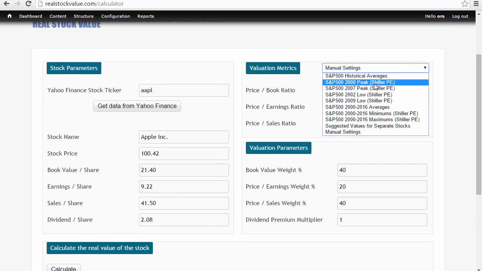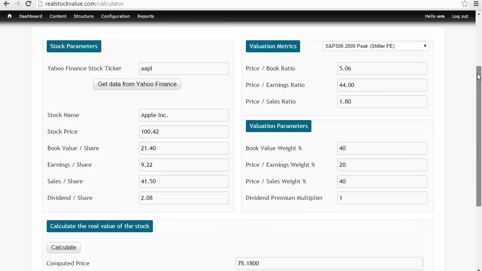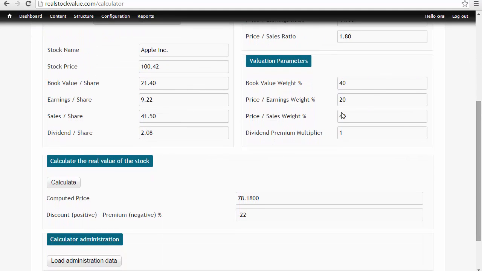If I select the data from the 2000 dot-com bubble peak and I compute based on that data, then Apple is at a discount of 56%.